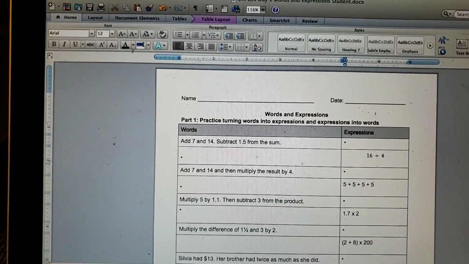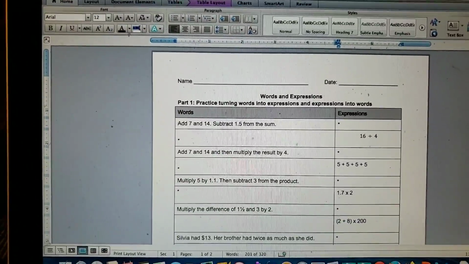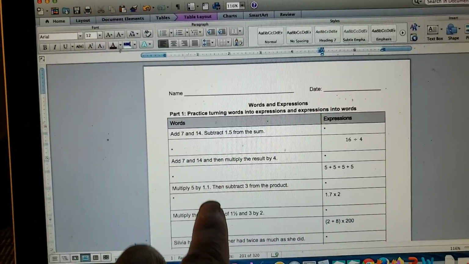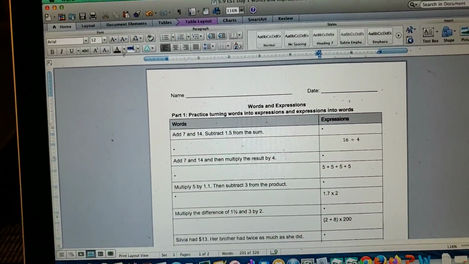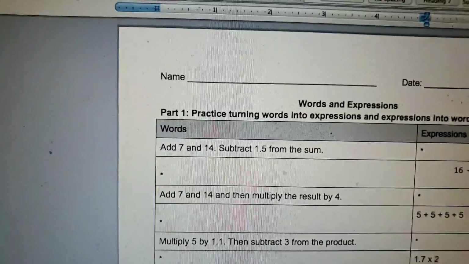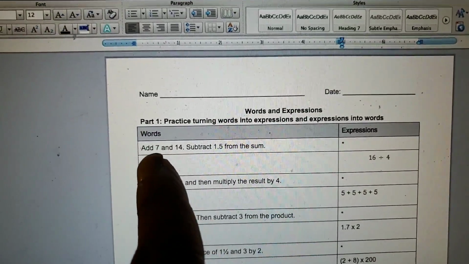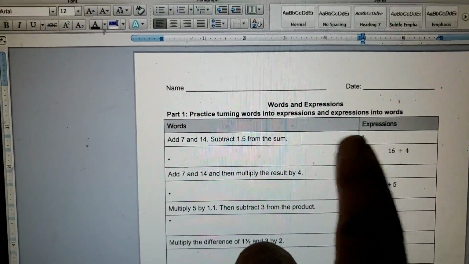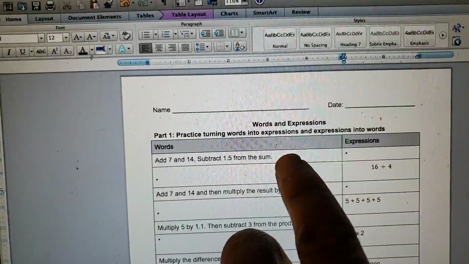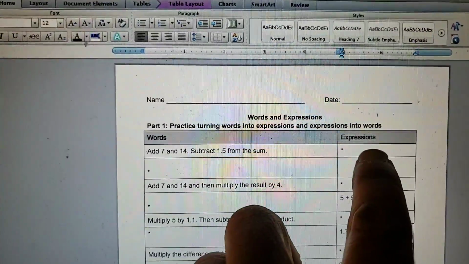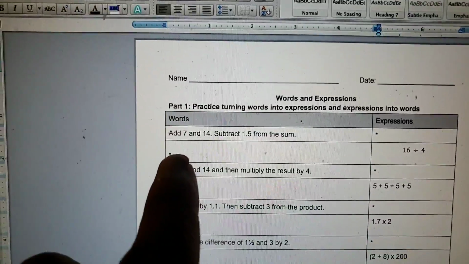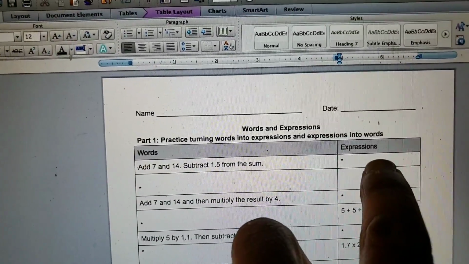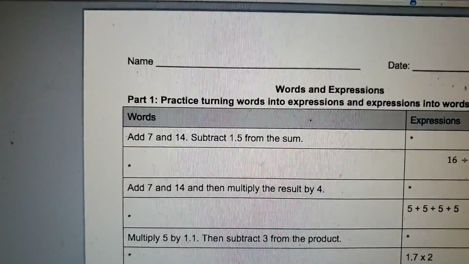Here's part 1. Now, if you look on one side, you have your words. And on the other side, you have your expressions or your equations. So let's look very closely. So this says add 7 and 14. Subtract 1.5 from the sum. You are going to write an expression for this right here where you see the stars. And wherever you see the stars, that means you got to put an answer. So you're going to write the answer for this using this.